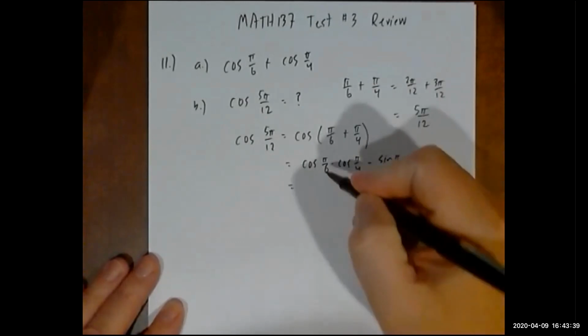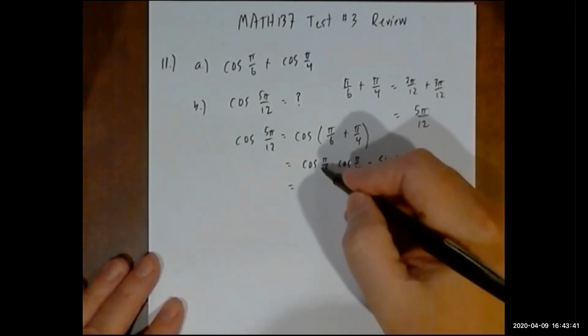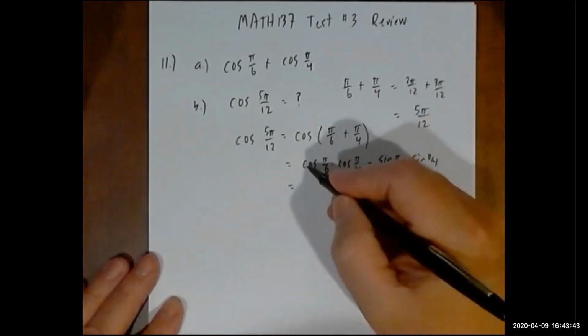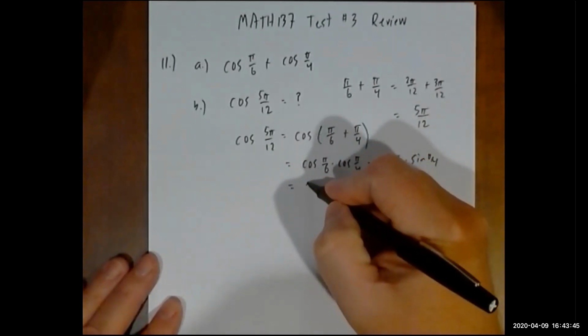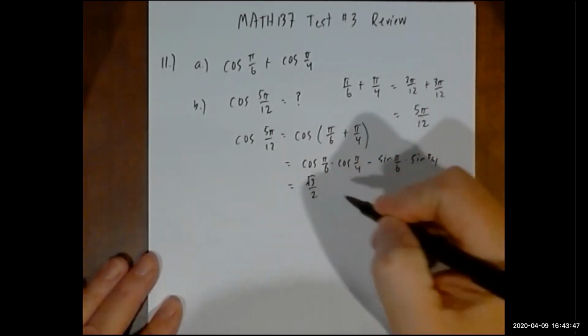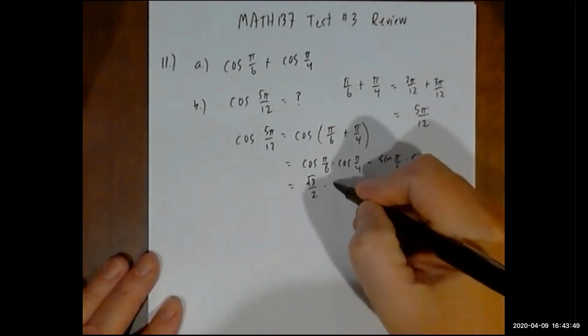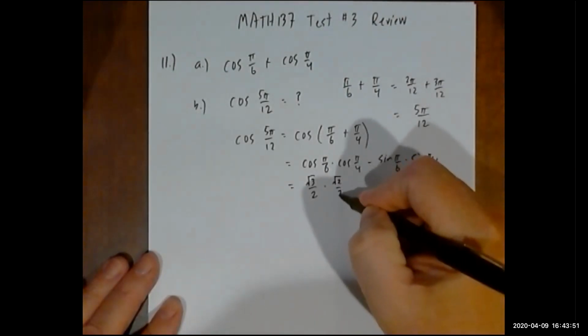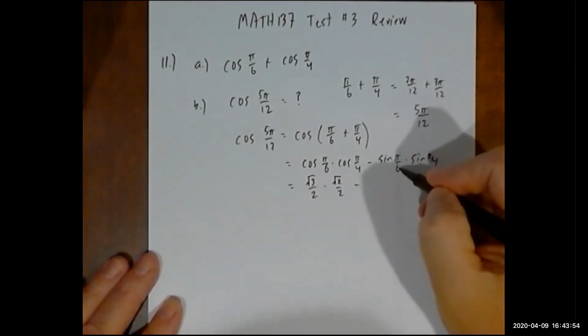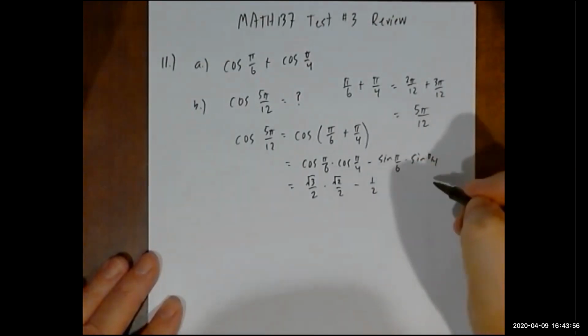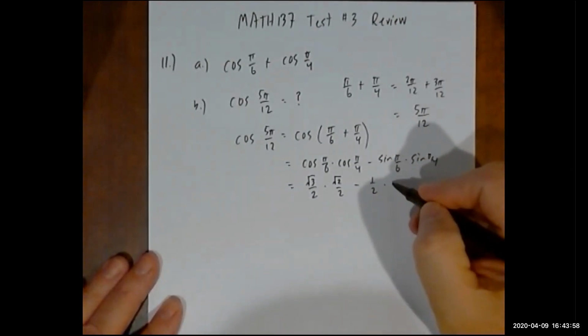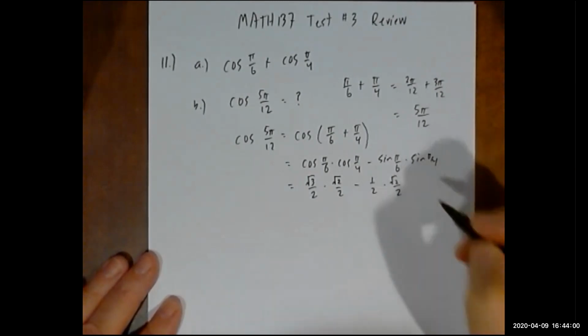These are all special angles, so I've actually memorized these. If you need to, you can look at your unit circle. Cosine of pi over 6 is square root of 3 over 2. Cosine of pi over 4 is square root of 2 over 2. Sine of pi over 6 is 1/2. The sine of pi over 4 is square root of 2 over 2.